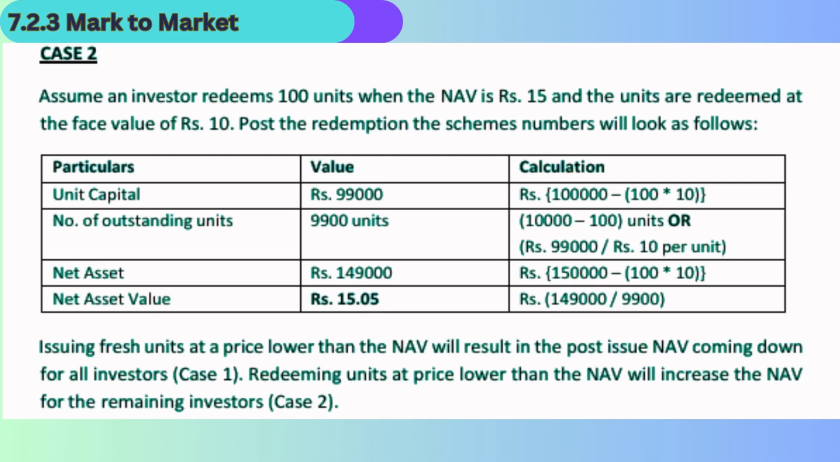Case 2. Assume an investor redeems 100 units when the NAV is rupees 15 and the units are redeemed at the face value of rupees 10. Post the redemption, the scheme's numbers will look as follows. Unit capital rupees 99,000. Number of outstanding units 9,900 units. Net asset 1,49,000. So according to the calculation, the net asset value will become rupees 15.05. Issuing fresh units at a price lower than the NAV will result in the post-issue NAV coming down for all investors, as in case 1. Redeeming units at a price lower than the NAV will increase the NAV for the remaining investors, as shown in case 2.